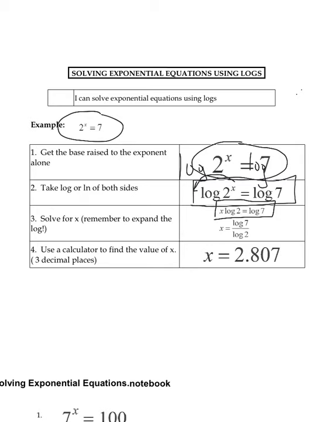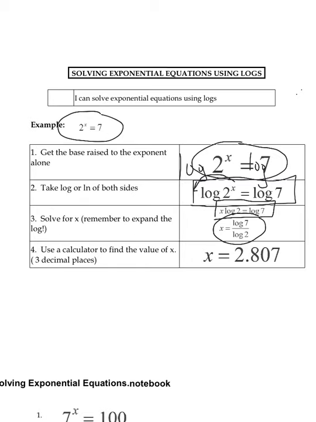X times log 2 equals log 7. Now I want x by itself, so divide both sides by log 2, and now you have to put it in the calculator. Take a minute or two and type this in, because it depends on what you have. If you have a TI-83, it may operate differently. If you have a different calculator, make sure you get the answer.